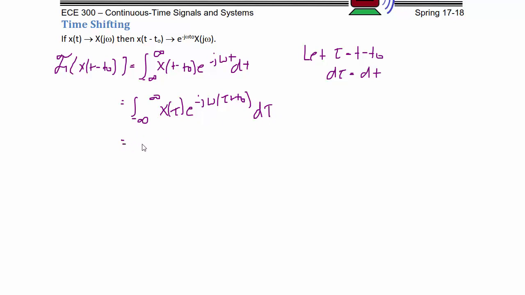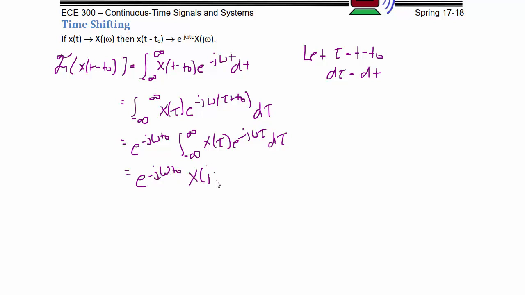I can pull out e to the negative j omega t naught and multiply that by the integral from negative infinity to infinity, x of tau, e to the negative j omega tau, d tau, which can also be written as e to the negative j omega t naught, x of j omega.